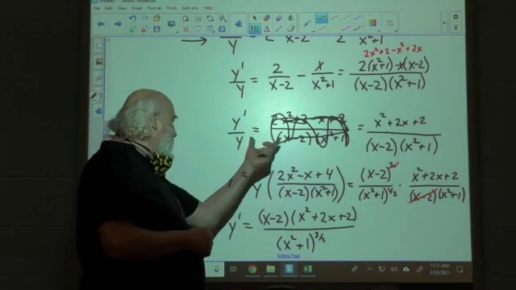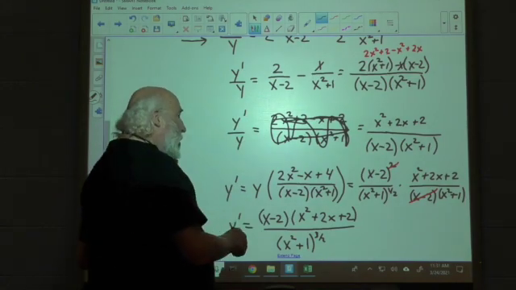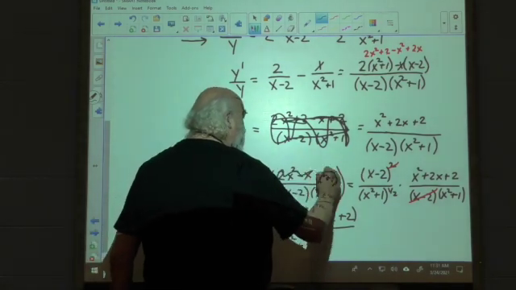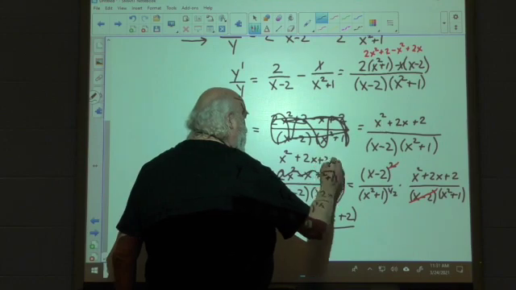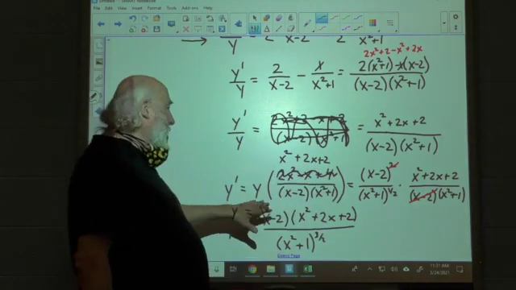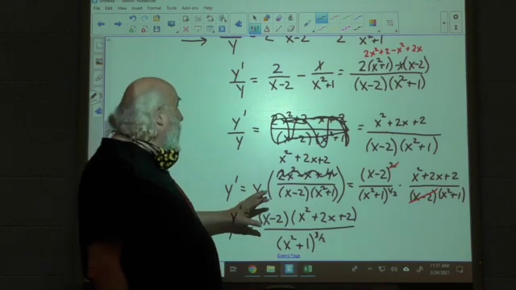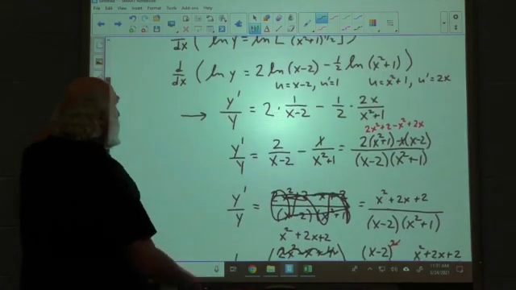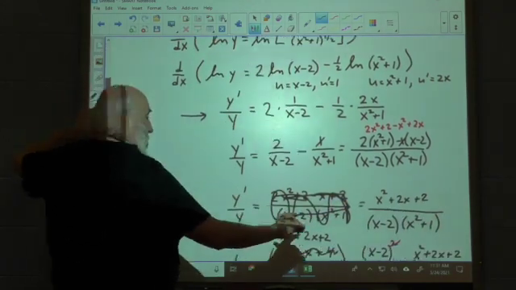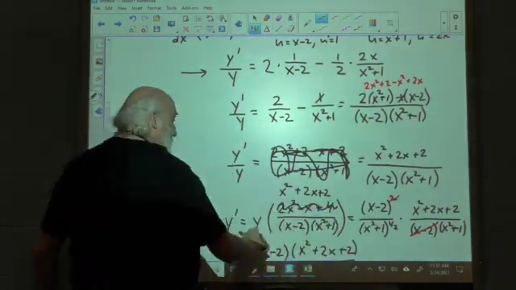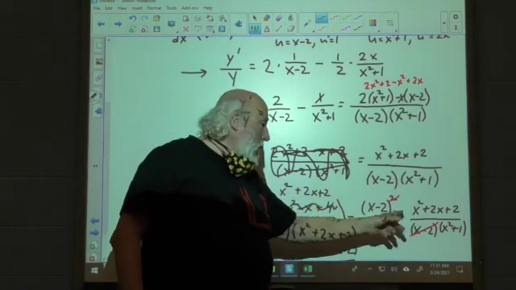So we multiply both sides by y, so that gives us y prime over, and this is supposed to be x squared plus 2x plus 2 right here, times that. And then that y is that expression right there. So we bring that right here for y. That's the y right there. And you'll see that we have an x minus 2 common factor here.